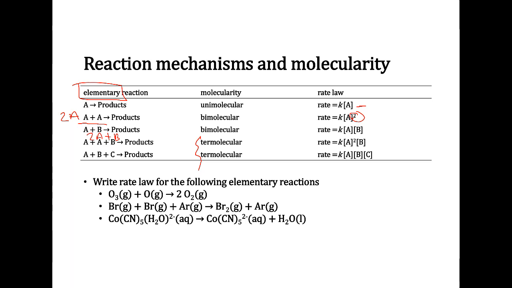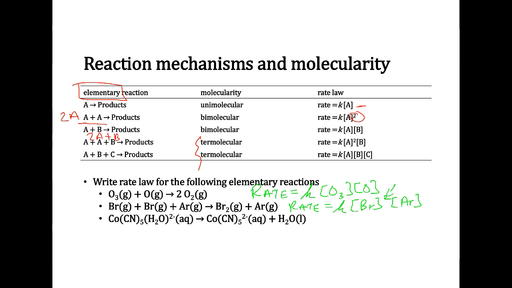So let's go ahead and try to write the rate law for the following reactions. Why don't you pause the video and try to write the rate law for these three really quick. Oh, you're back. So for the first one, we might have rate is equal to K times O3 times O. For the second example, you probably got rate is equal to K times the concentration of Br squared times the concentration of argon.